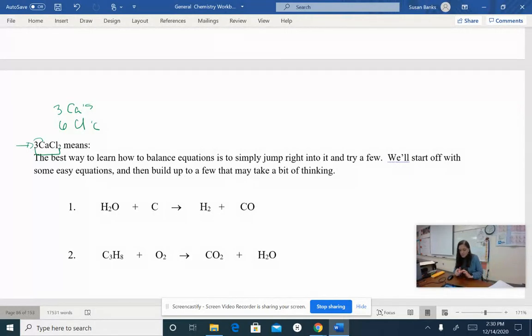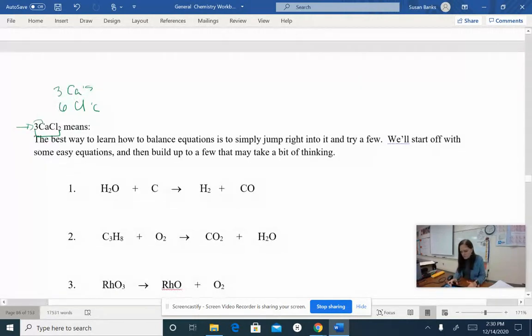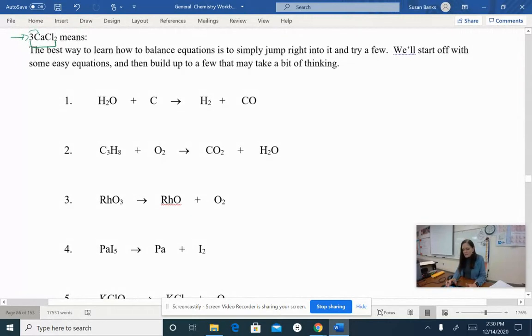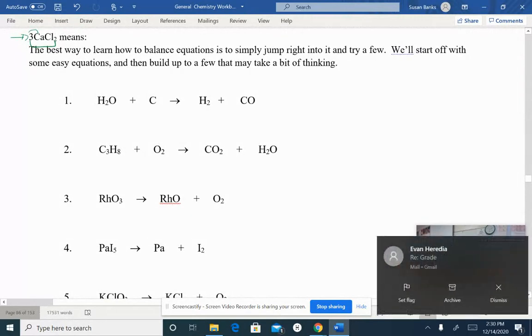So, we ready to do some of this? The best way to learn how to balance equations is to simply just try and do a few. The more practice you do, the more it will come to you. We're going to start off with some easy ones, and then we're going to build up to a bit more that will require some thinking. Okay? So I like to look at element by element.